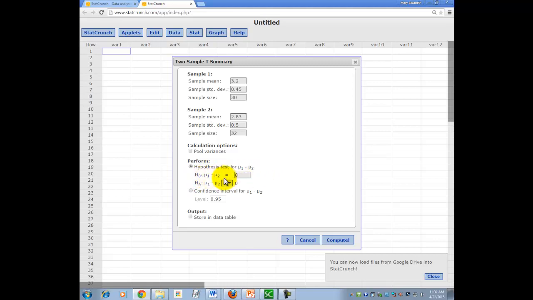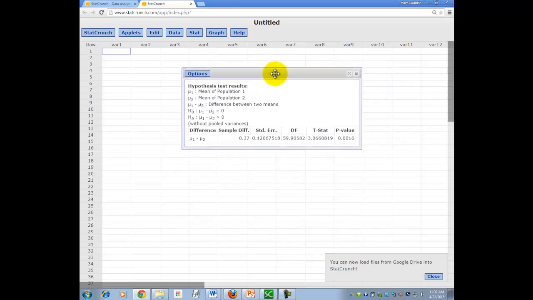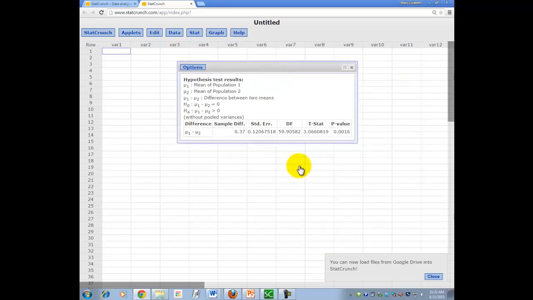Two things that are assumed to be equal, if I were to subtract them, I would expect the difference or the solution to be 0. That is why 0 is here. We will not touch that in StatCrunch. We will, however, situate our alternative hypothesis to be greater than, as it was written on the beginning of the problem. So we're going to hit compute. Here is our solution.